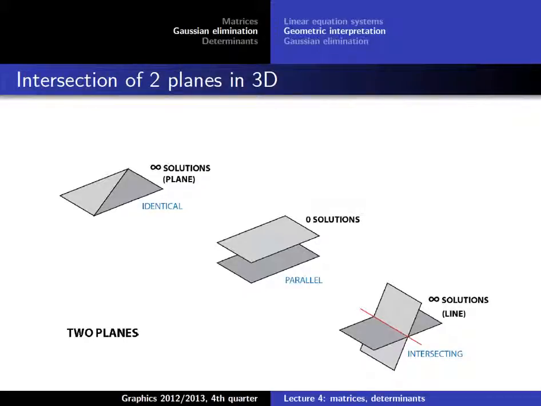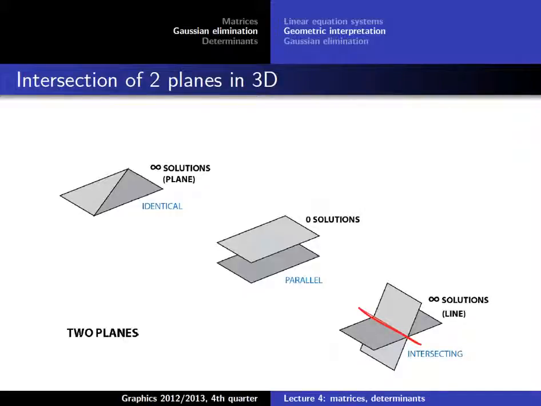Let's first look into what kind of solutions we get when we intersect two planes in a 3D space. Of course, those two planes could be identical. Then we have an infinite number of solutions, which is exactly the plane. We also have an infinite number of solutions if the planes intersect in this way, because then the intersection is a line, which is also an infinite amount of values. Or the planes could, of course, be parallel. Then they have zero solutions because there is no intersection between the two. And these are the only options that we have for two planes in a 3D space.